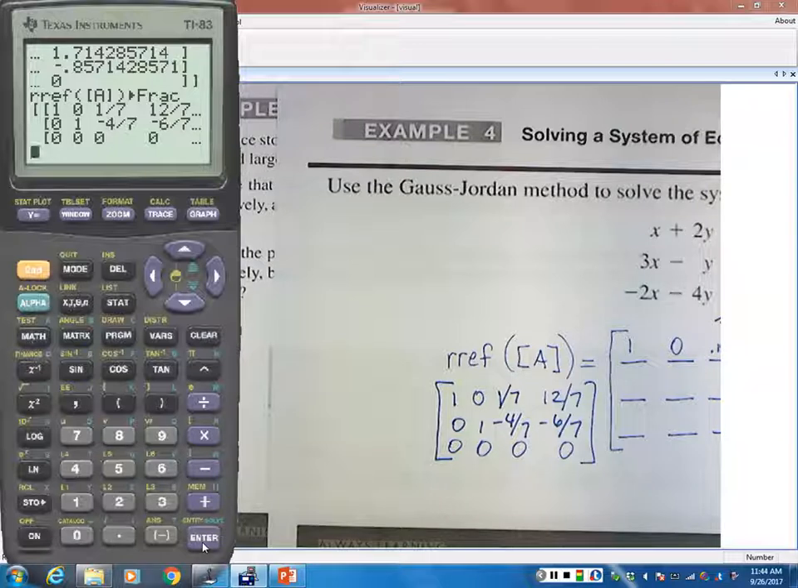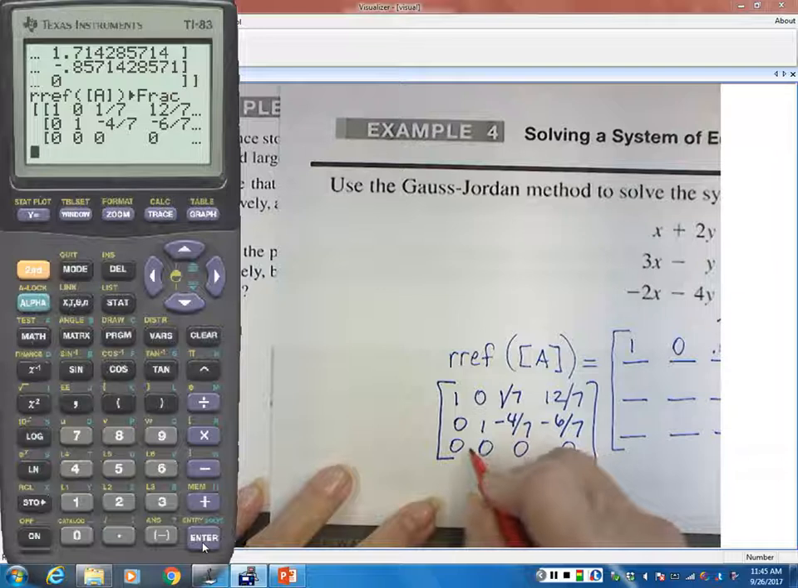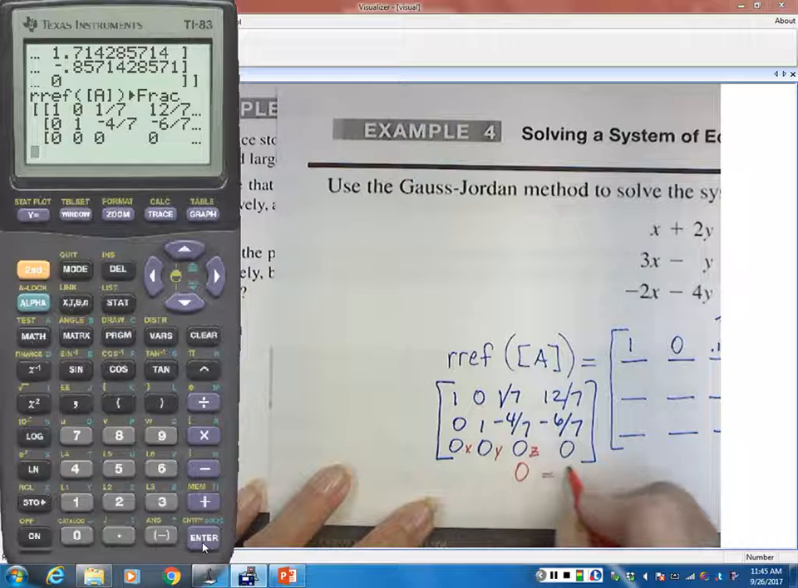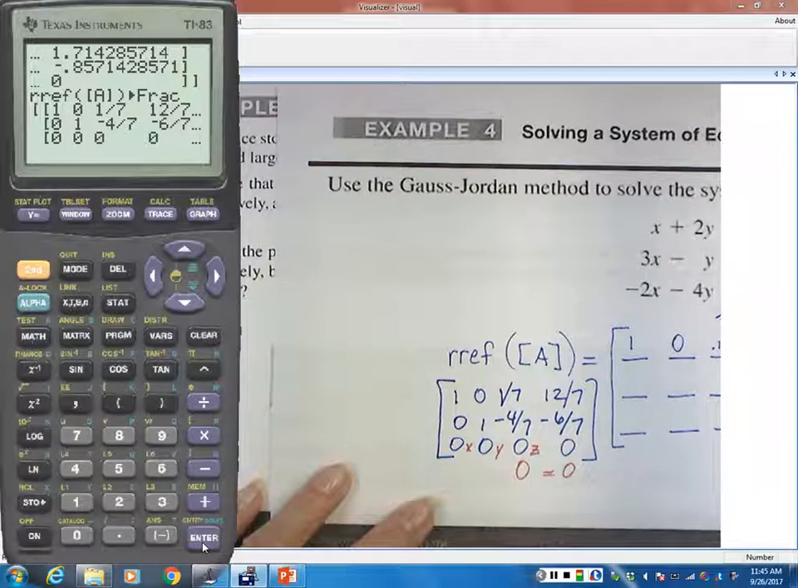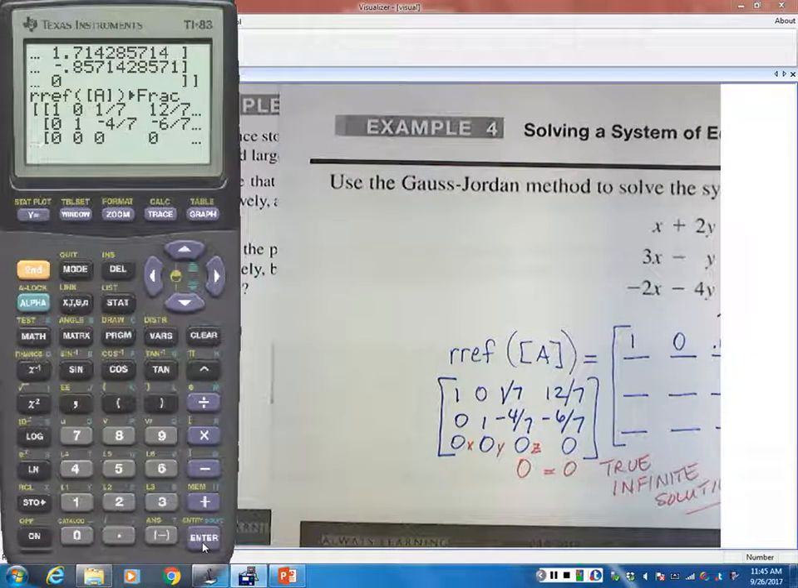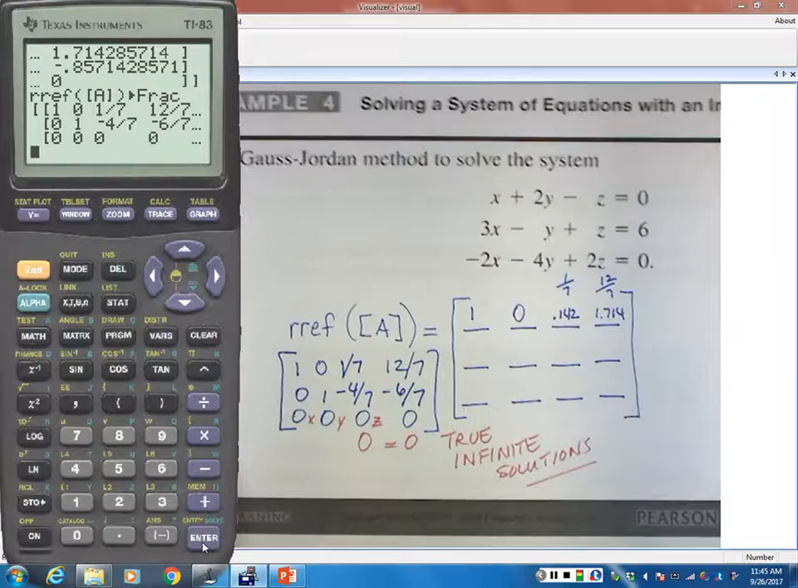But what is that last row telling you? It's all zeros. What does that mean? That means 0x plus 0y plus 0z, which is a big fat nothing, is equal to 0. Is that true? Yes. Infinite solutions. How do you find the solution set off that? Yeah, because you do actually want to write the solution set. So this is how we do it.